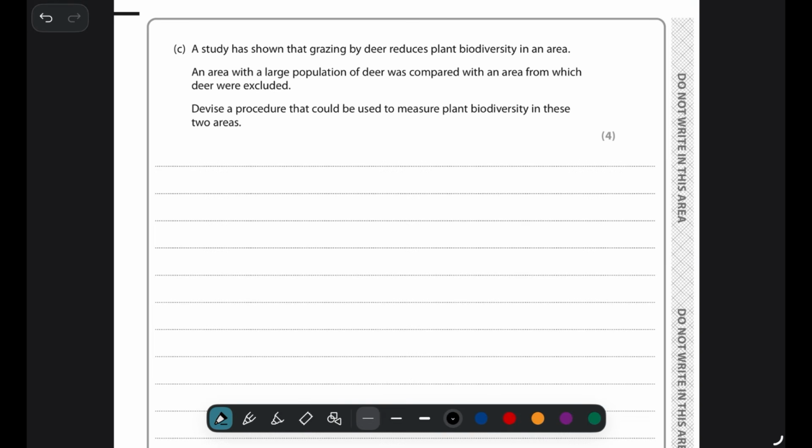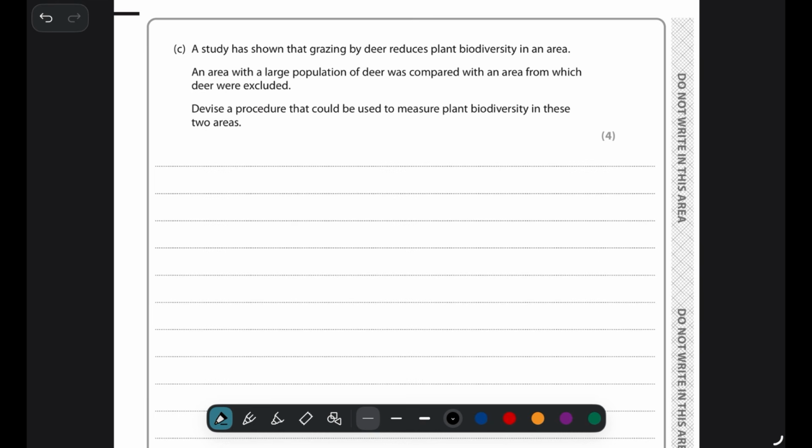Okay, so we have a practical question. They're looking at a study, grazing by deer reduces plant biodiversity. Okay. And an area with a large population of deer compared to an area where there are no deer. And we need to compare the biodiversity. So we're thinking topic 5, core practical.